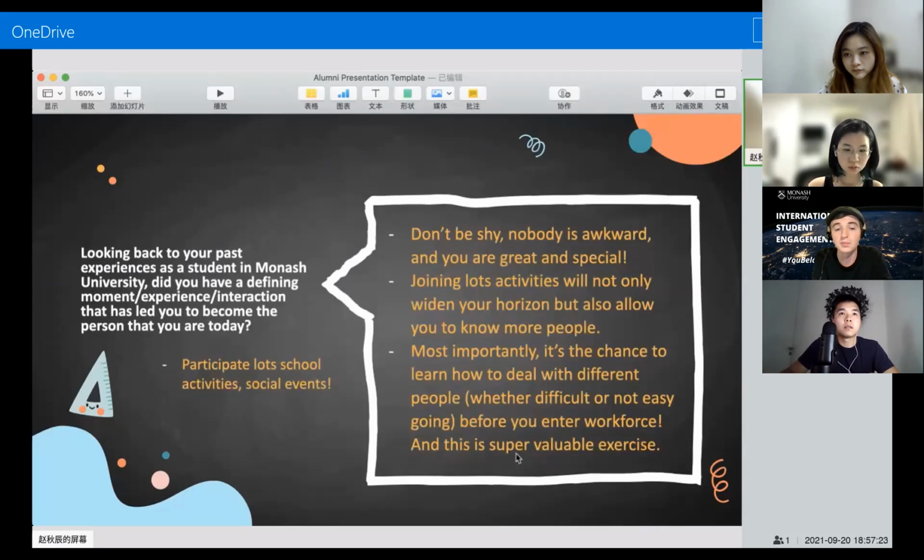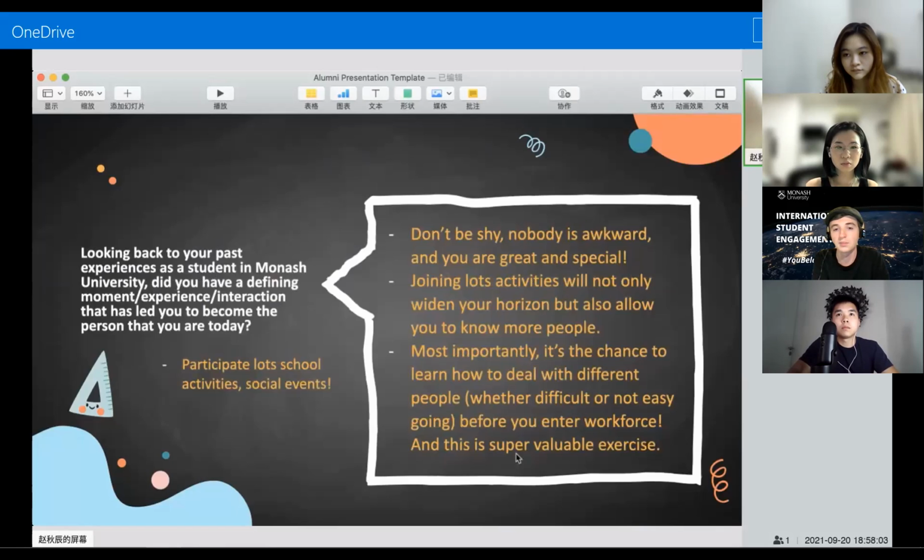I'm not really an extrovert person, but when it comes to activities and social events, you've got to think differently. First of all, don't be shy. Nobody's awkward, because you are in university, in a school, and that's the time people make mistakes and show themselves. That's the time we get the opportunities to meet all kinds of people and face diverse cultures and perspectives. Everything is different, everything is new, and that's the time to embrace this atmosphere and just trust yourself.